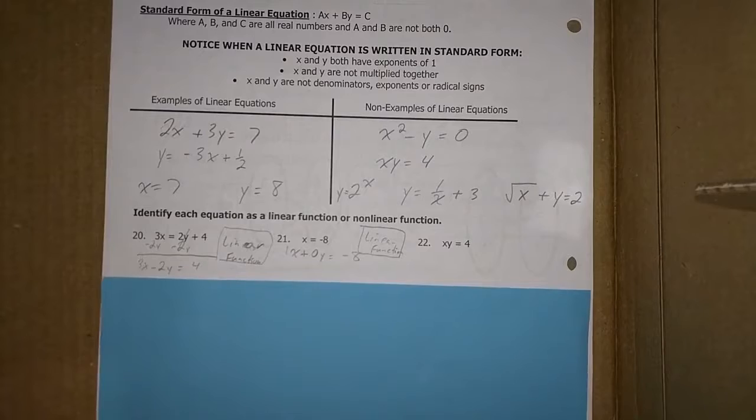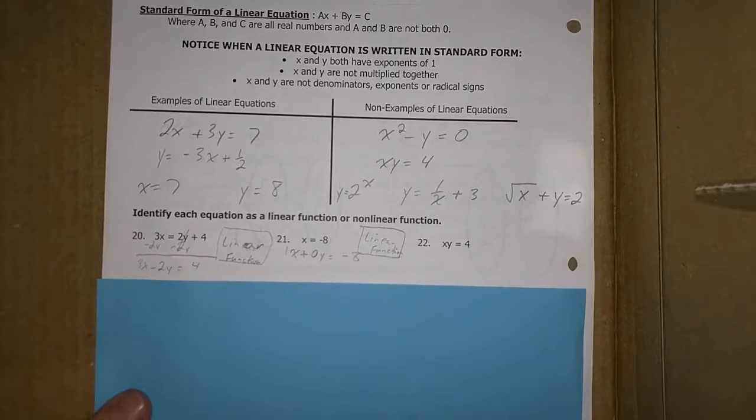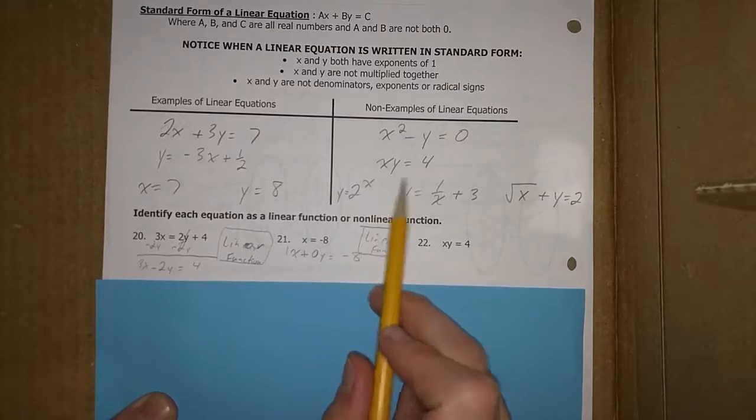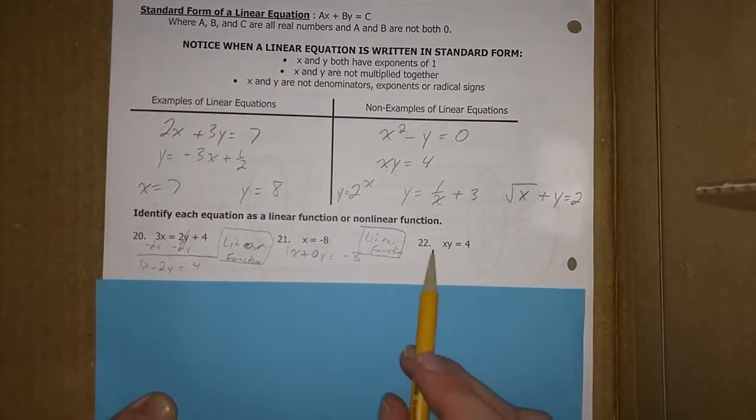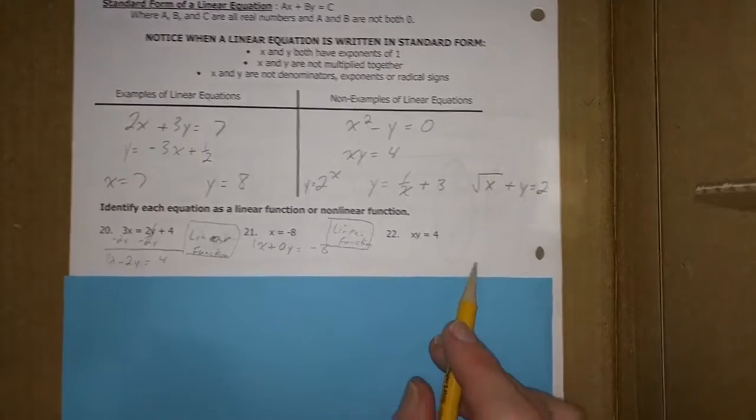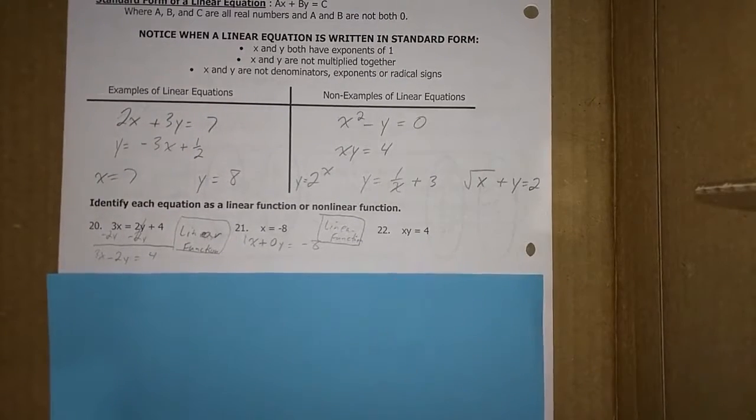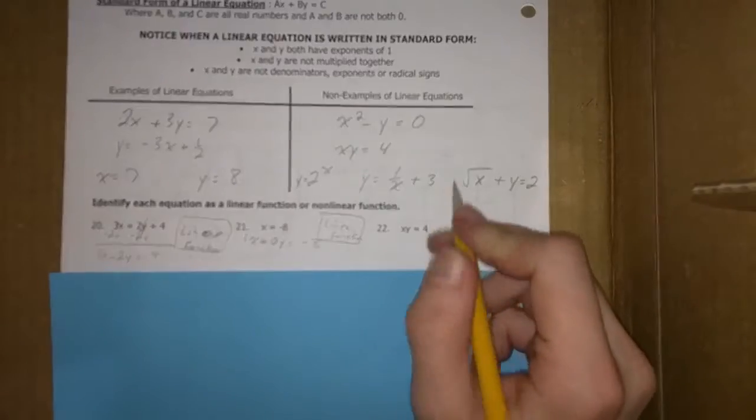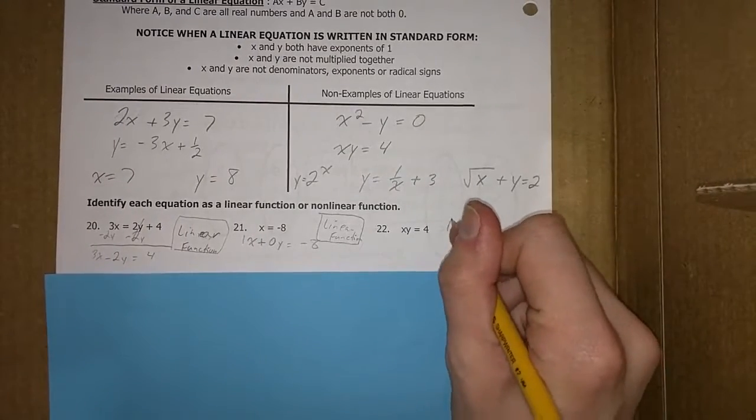Okay, 22. Now this one is just perfect because I picked my non-example up here really well. x times y equals 4. x and y cannot be multiplied. No matter what I do, I could try dividing by things, I could try subtracting things, but this one is never going to look like standard form. So this one is nonlinear.